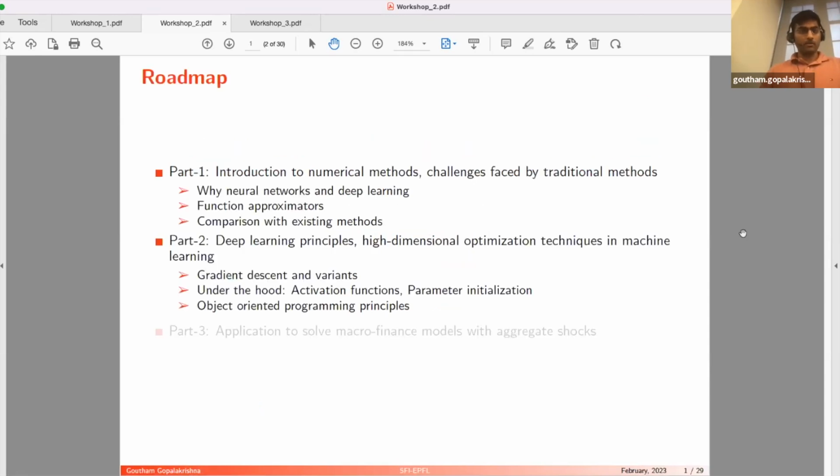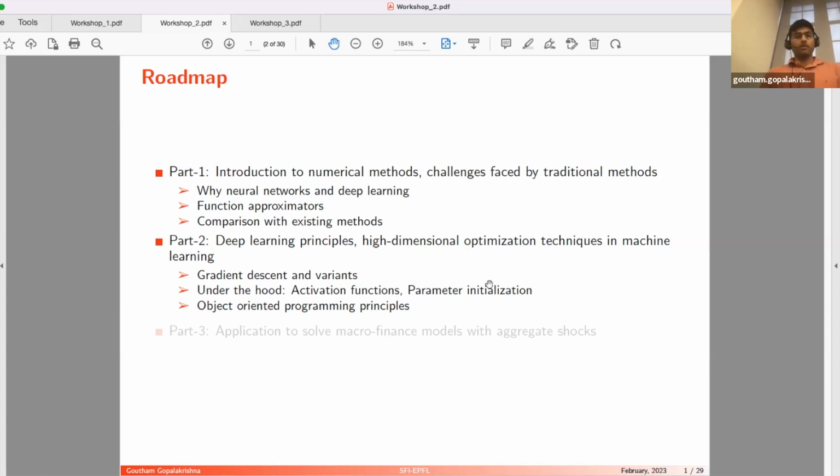So yesterday we saw the basics of neural networks and what deep learning is, and we saw how it's useful as function approximators. And we also compared it with the other existing methods, particularly projection methods that you might have seen in grad school. Today we'll see some deep learning principles. We'll spend some time on optimization techniques, because that's really at the heart of deep learning. So we'll spend some time on what gradient descent is and some of the variants of gradient descent.